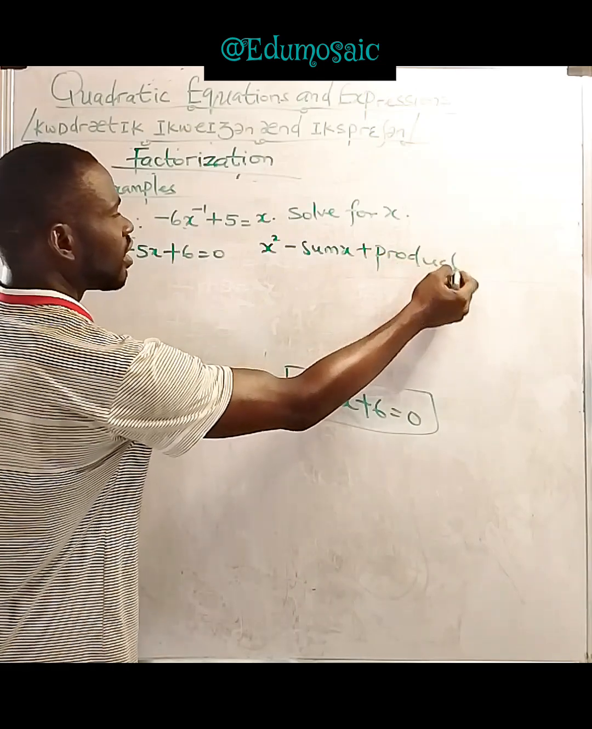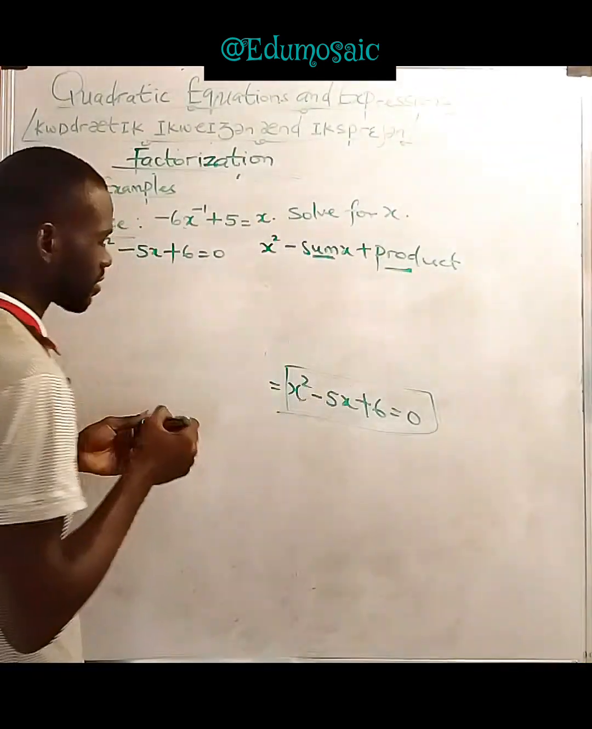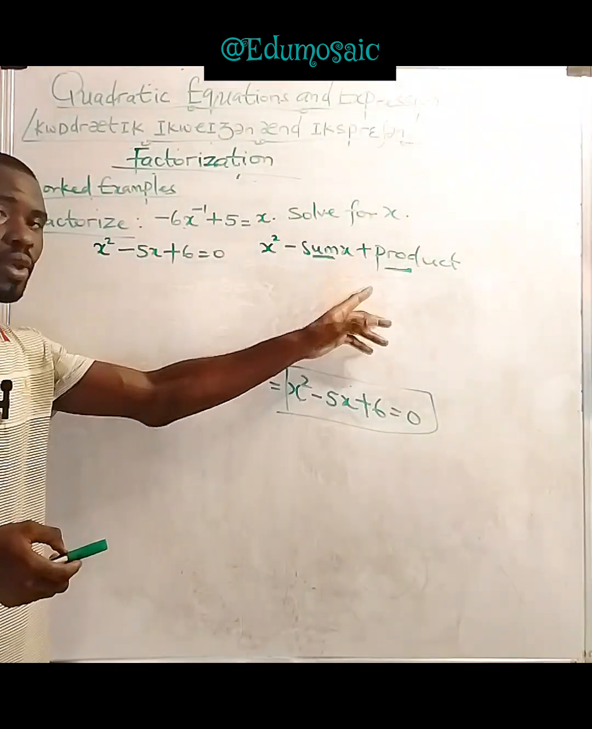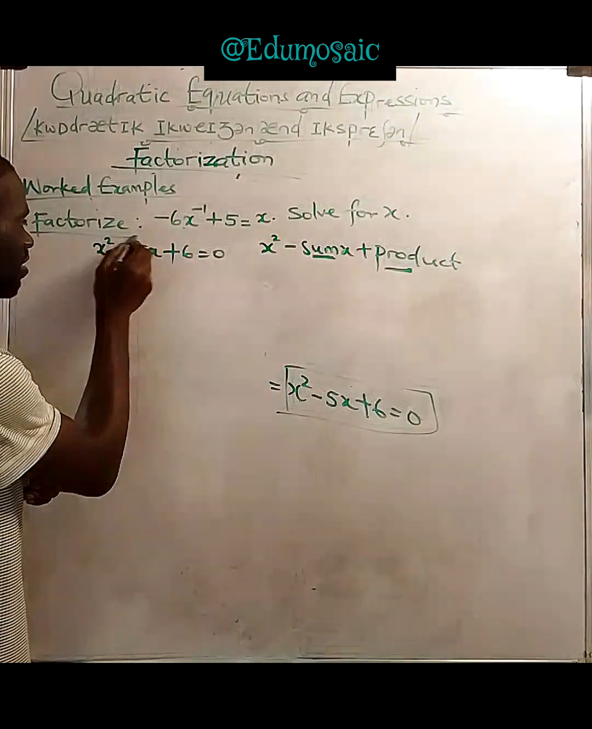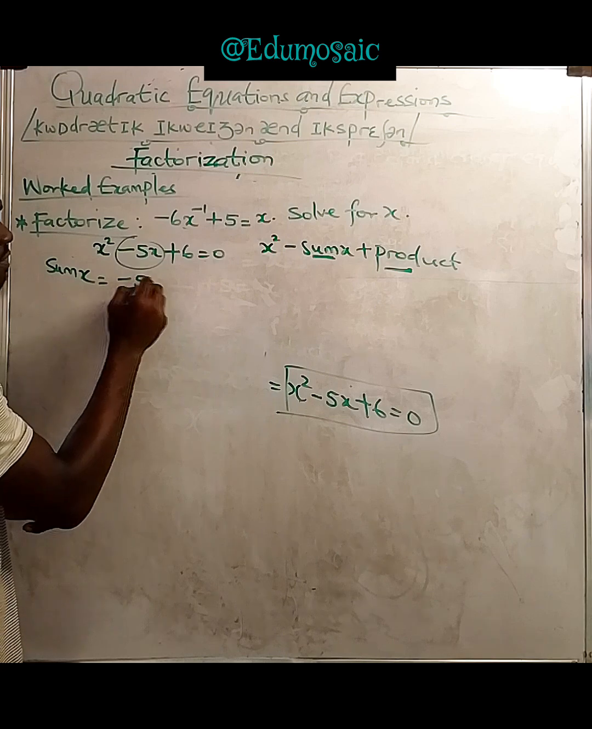So we have to focus on these two, the sum x and the product. The sum x and the product are the two major things we have to really stay focused on. Now the sum is right there at the middle. As you can see, there's the sum. The sum x is minus 5x.